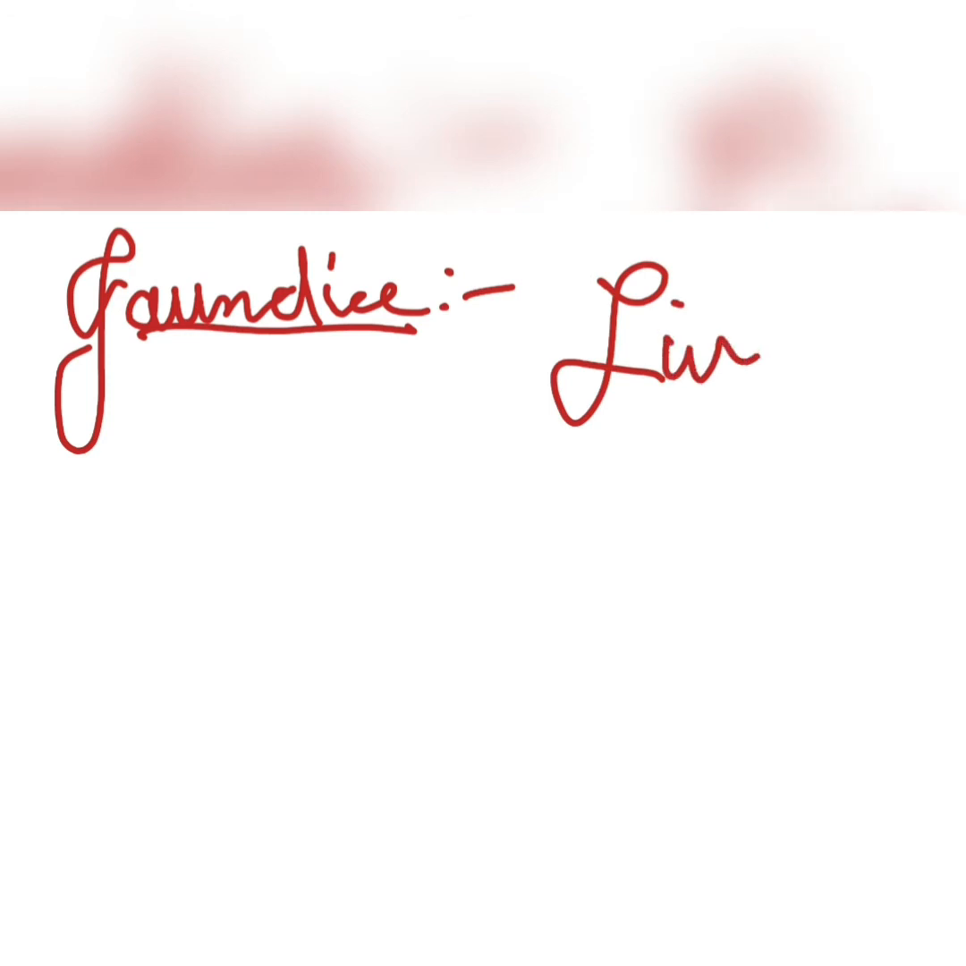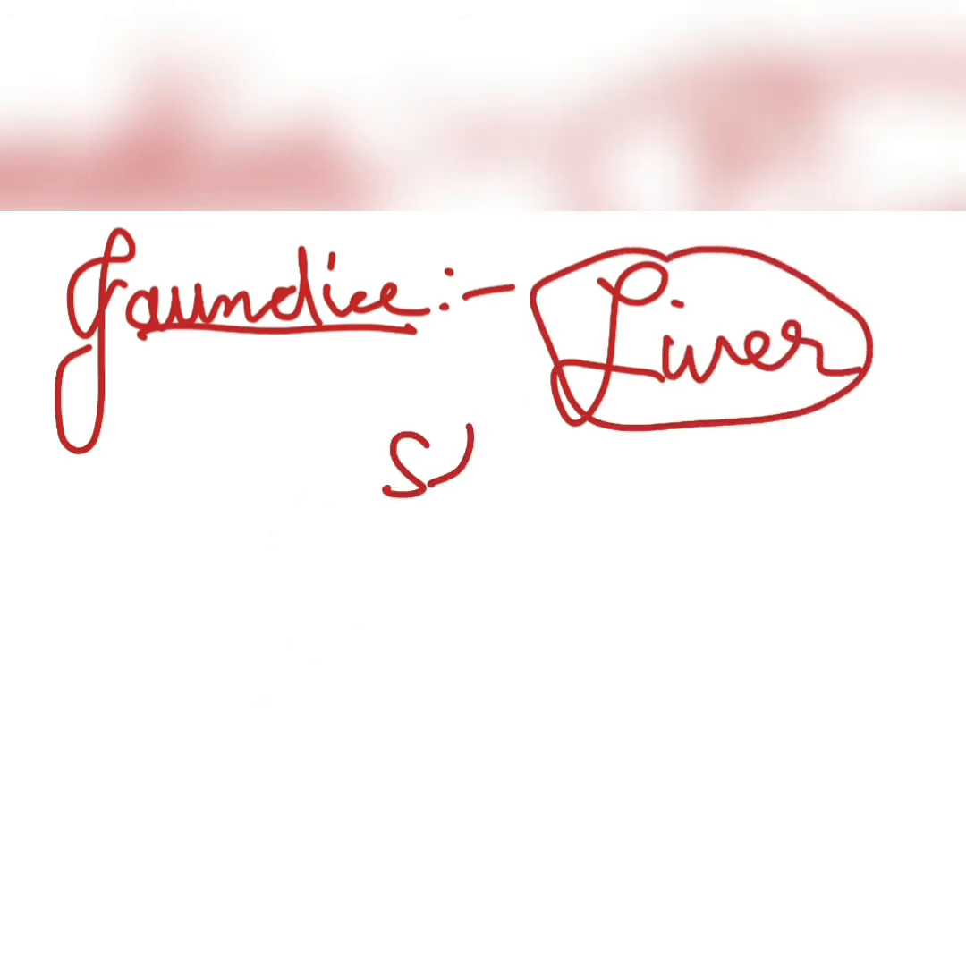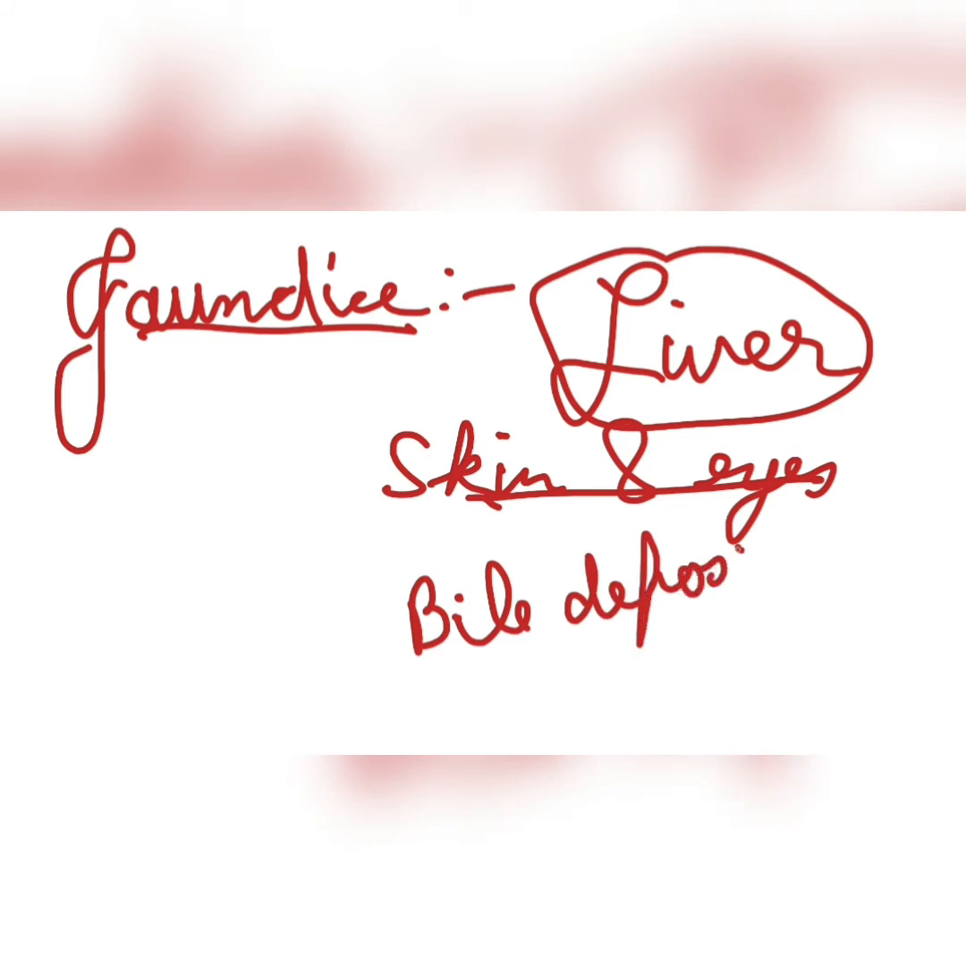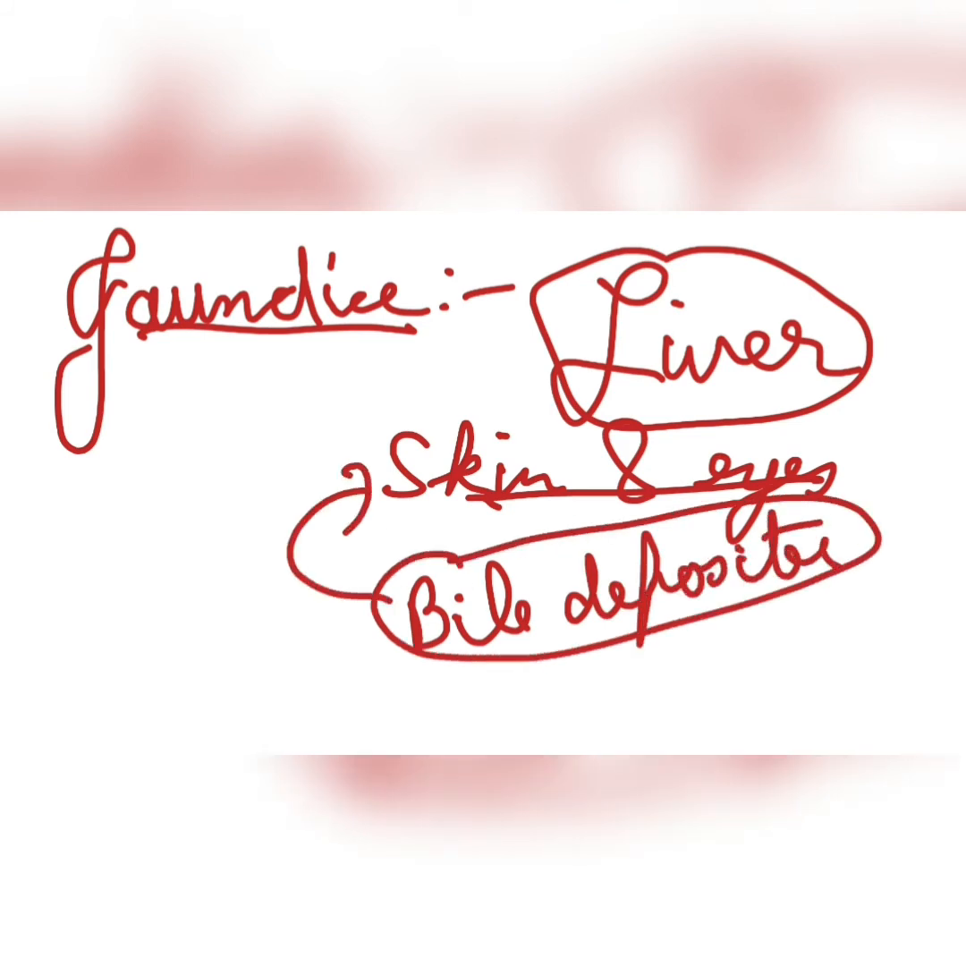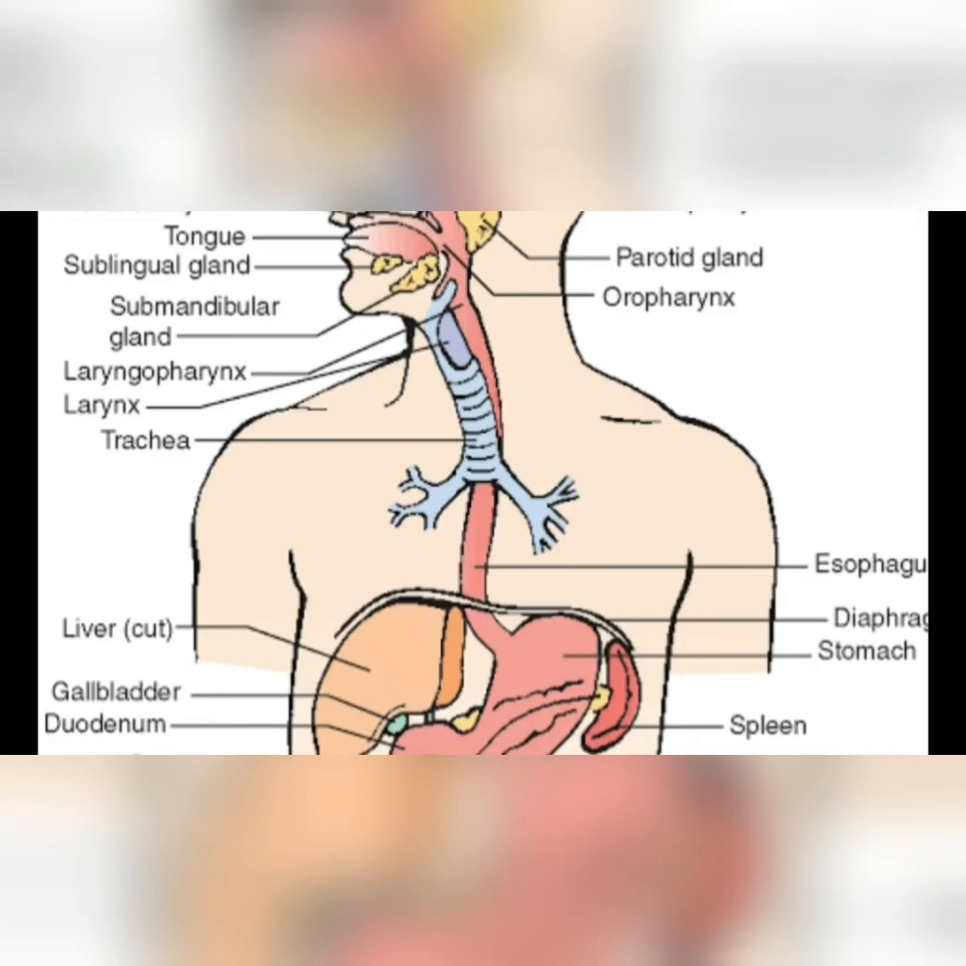This is jaundice. Jaundice directly affects the liver, and the identification of jaundice is very easy. Due to the accumulation of bile pigment, the skin and eyes turn yellowish in color. As it affects the liver, it also has an effect on the production of bile. Now the third disorder is very common.